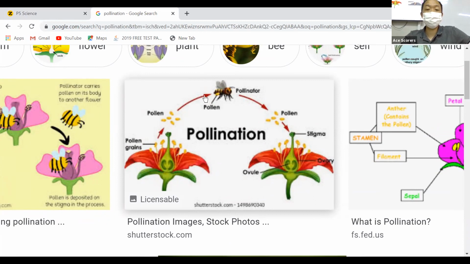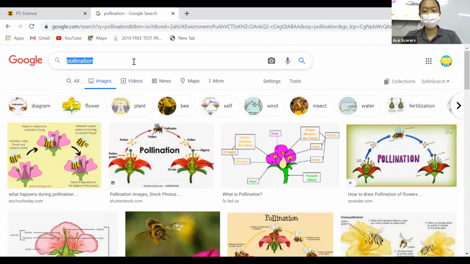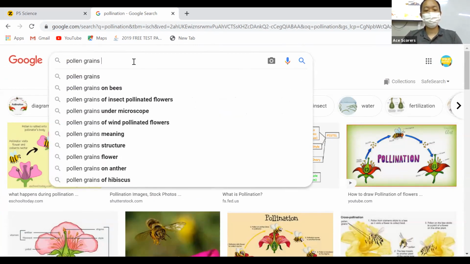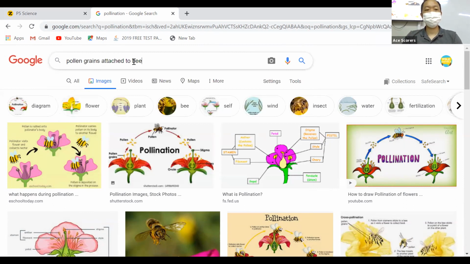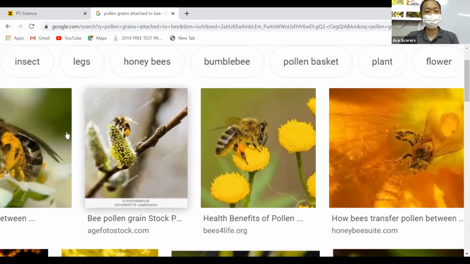All right. So where do they extract the honey from? Flowers, right? So as the pollinator, this bee comes to the flower trying to extract honey. Some of the pollen grains will accidentally be attached to the body of the bee. Okay. I've shown you the picture, right? Pollen grains attached to bee. Look at that. Okay, these are called pollen grains.